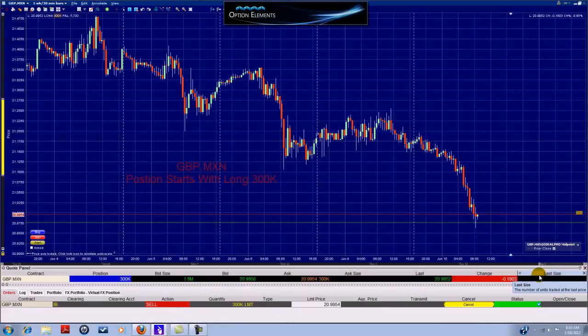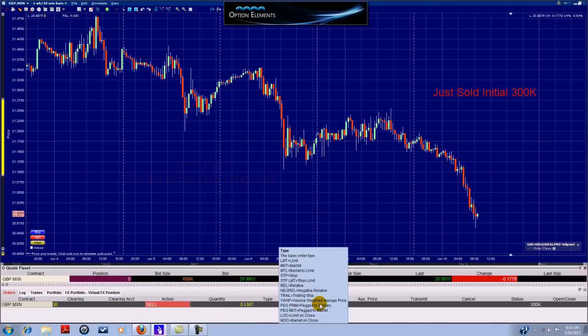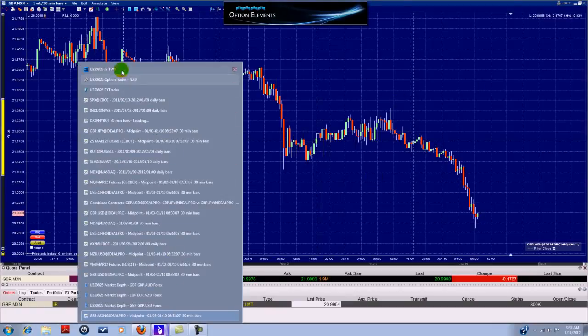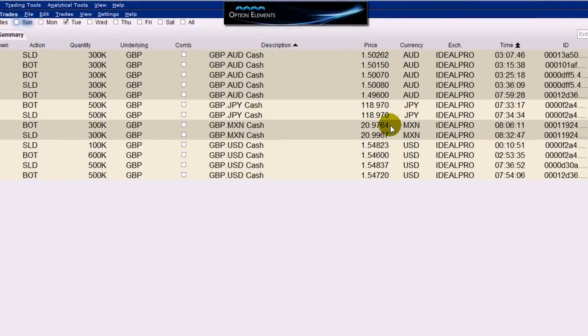Okay, it looks like we might be getting ready to be filled in our Mexican peso. There we go. Okay, we just sold the 300 in that market right there. We bought it right here and we sold it right there, at 95. If we look at our trade log, you can see we bought it at 76 and sold it at basically 96. So that was a good show there.